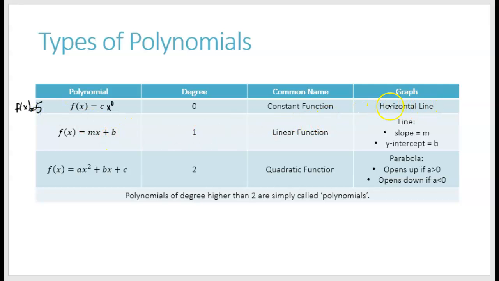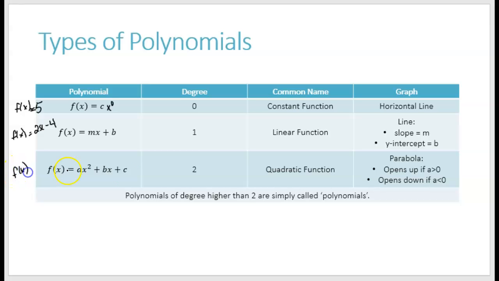And its graph is going to be a horizontal line. You've been working with linear functions forever. That is actually a 1st degree polynomial. So this might be f of x is equal to 2x minus 4. All right, that's a linear function. Slope is m, y-intercept is b. That's old news to you guys.